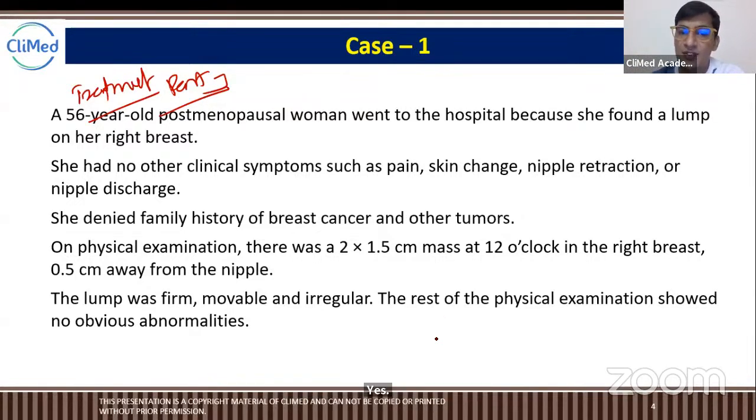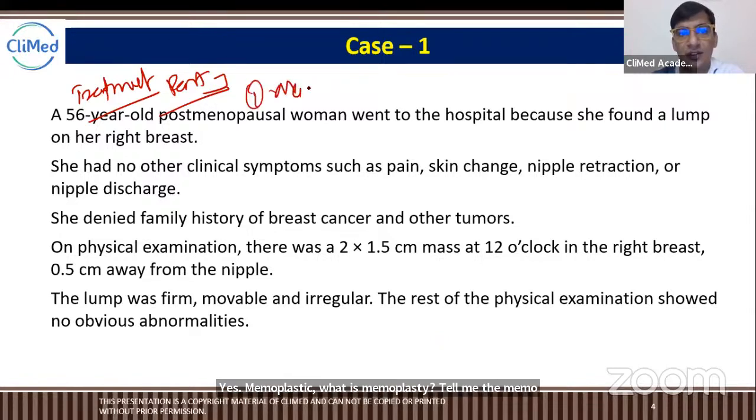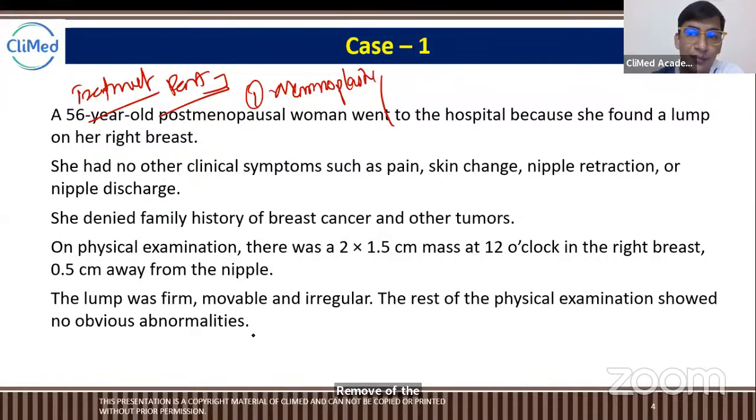Mammoplasty, okay, I will write mammoplasty here. What is mammoplasty? Removal of the lump. Surgery, chemotherapy, radiation therapy, mastectomy, okay.